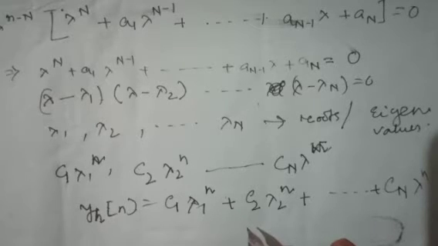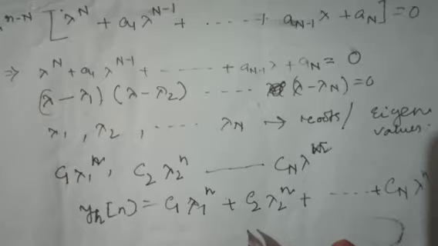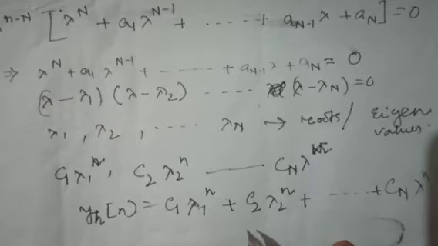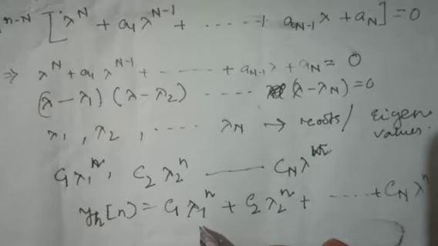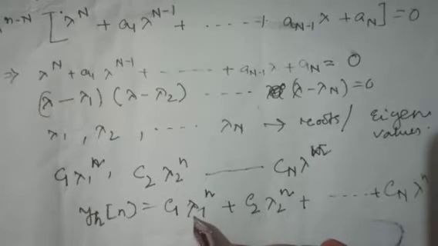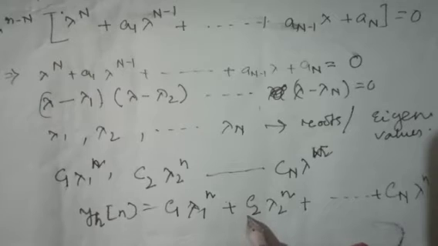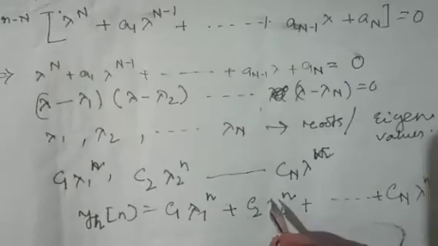These constants are determined by applying initial conditions. For example, if it is a second order system and the roots are lambda 1 equal to 2 and lambda 2 equal to 3, then this homogeneous solution will be C1 into 2 to the power n plus C2 into 3 to the power n, if the roots are distinct.